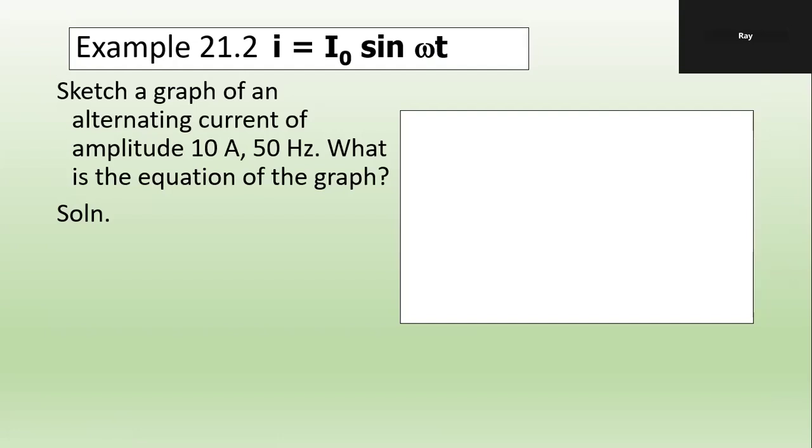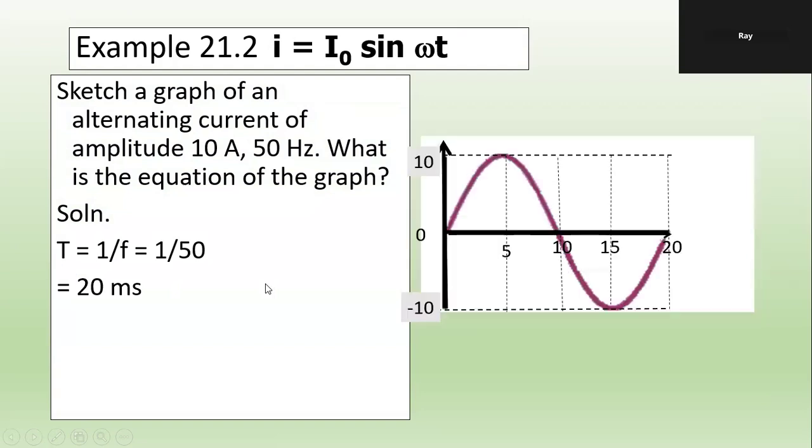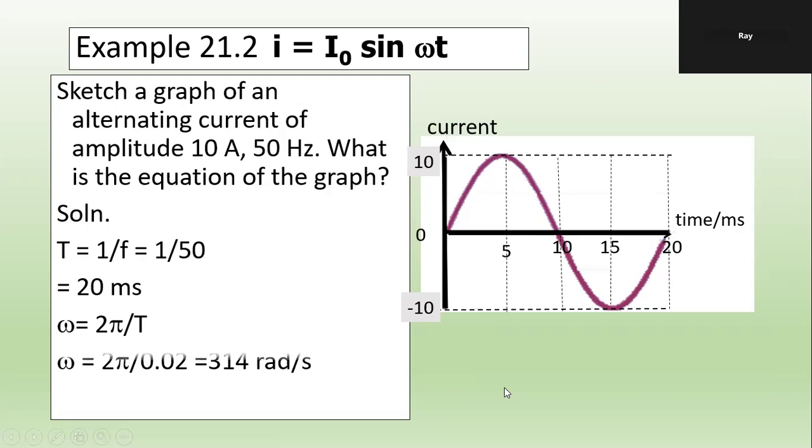You need to sketch a graph. If you need to sketch a graph of alternating current of 10 ampere, 50 hertz, what's the equation? That's the general equation. Find the period first. 50 hertz, what's the period? 20 millisecond. Let's draw it up. That's your current, and this is time in millisecond. That's good enough. Omega is 2 pi over T. Okay, that's your equation.